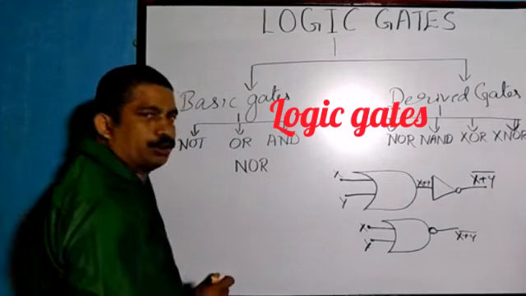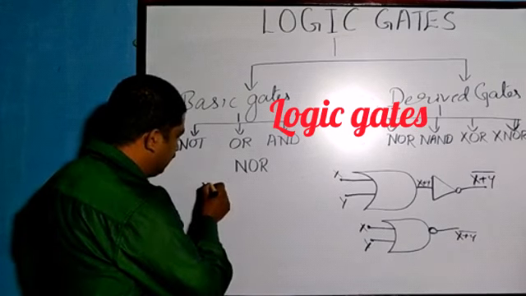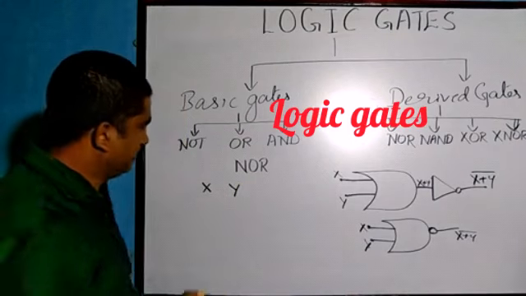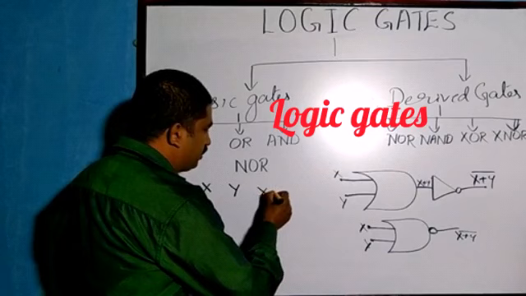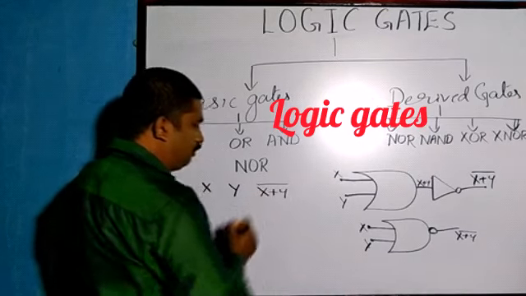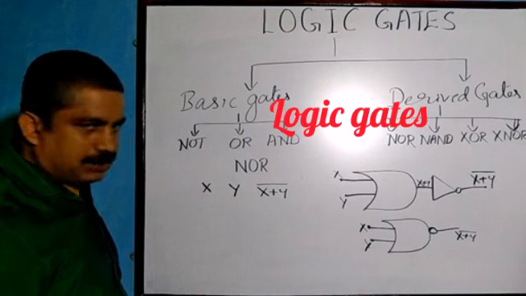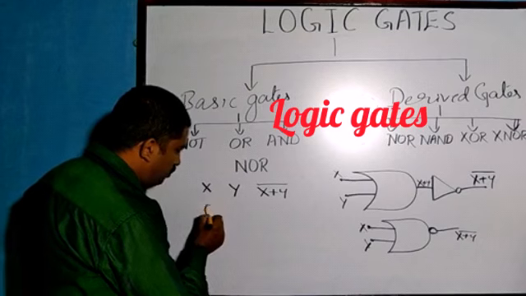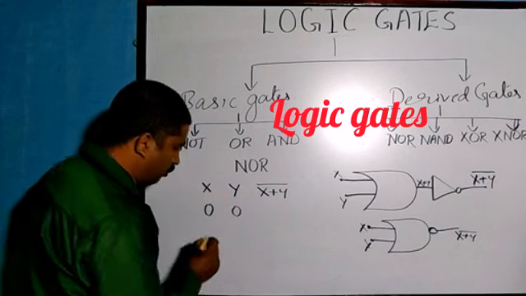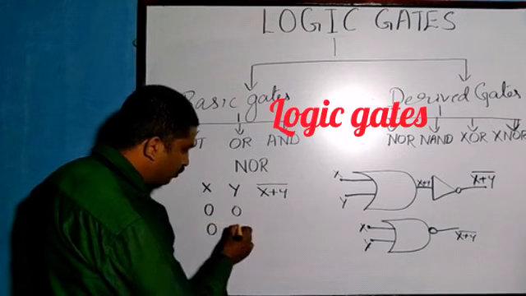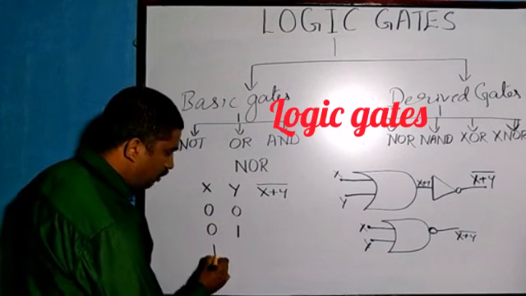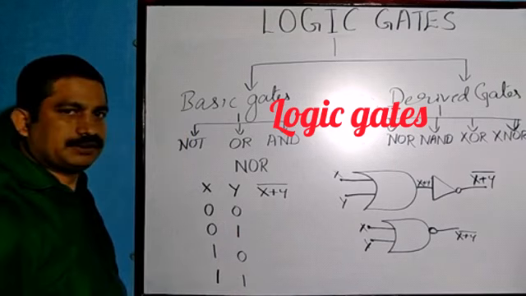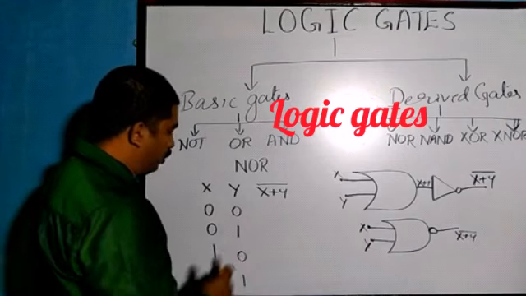Minimum we have used two inputs, that is x and y. Then what is the output here? That is x plus y complement. Okay, you know the binary numbers. Let us first substitute the inputs. For 0, 0, 0 in binary number. For 1, that is 0, 1. For 2, that is 1, 0. For 3, we can have 1, 1. Okay. So now see the output.